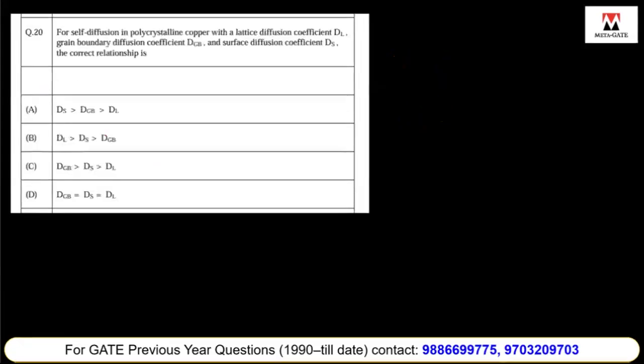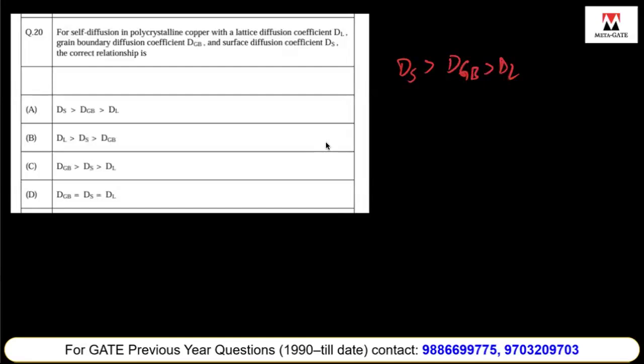For self-diffusion in polycrystalline copper with lattice diffusion coefficient D_L, grain boundary diffusion D_GB and surface diffusion D_S, the correct relation for self-diffusion in polycrystalline copper is D_S is greater than D_GB is greater than D_L. Let's see each of them.